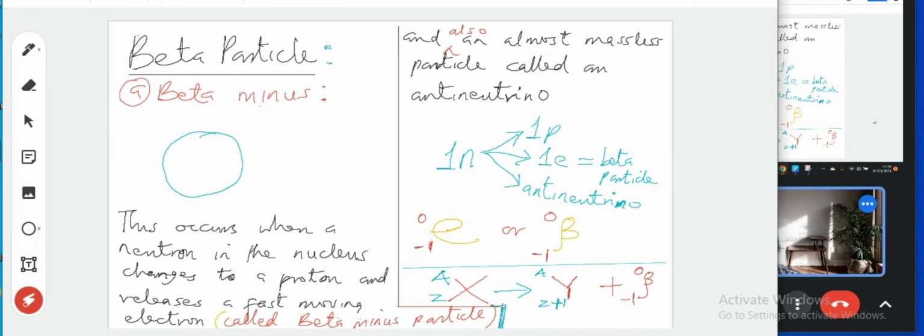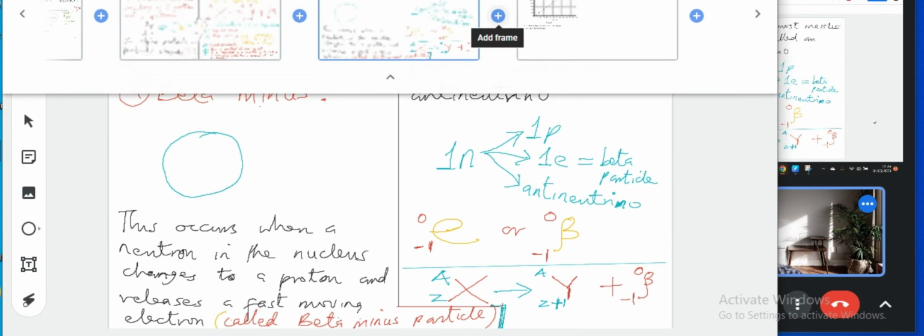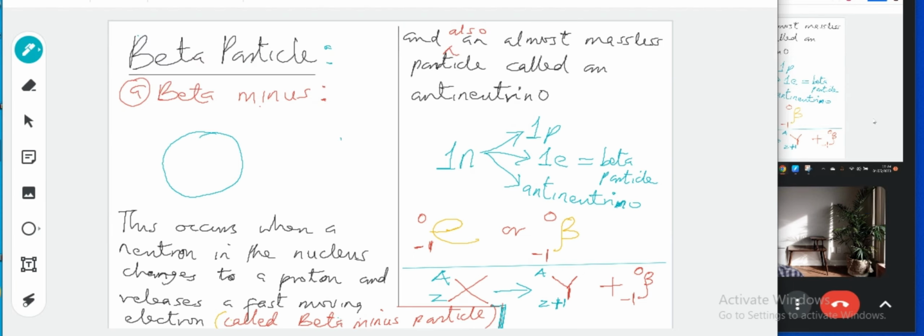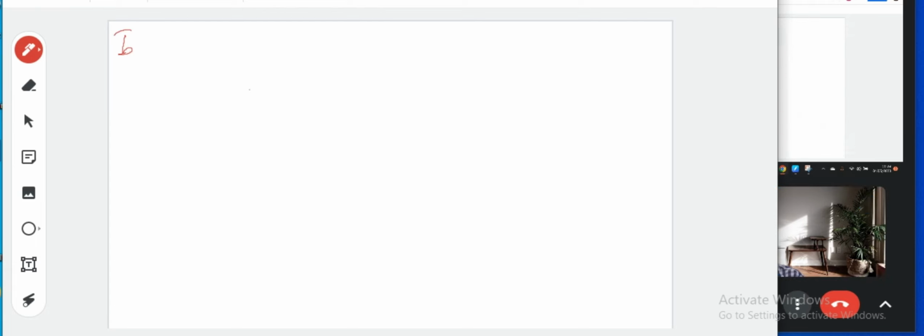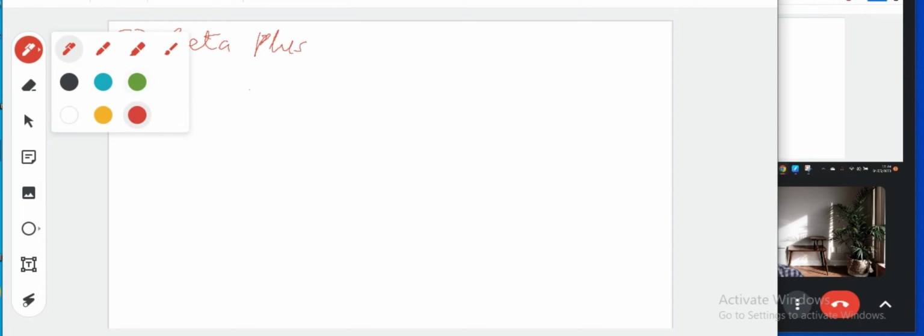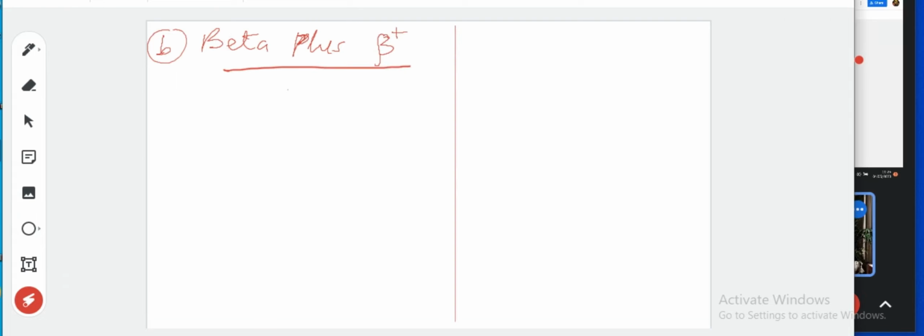So can I give you a simple example? Anyway, before that example, let's talk about beta plus. There are 2 beta decays. So the next one will be beta plus. Go to the next page. I'm writing about beta plus. By the way, beta plus is represented by beta with a plus on top.